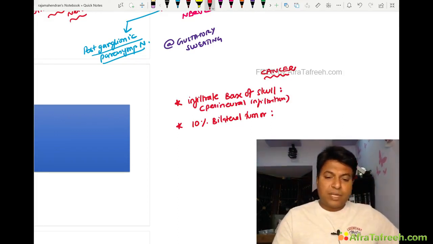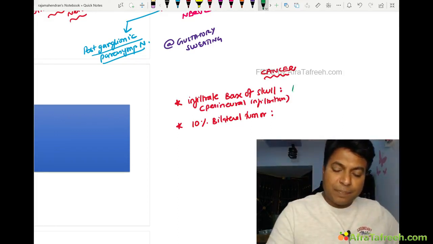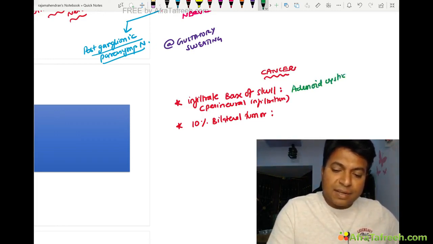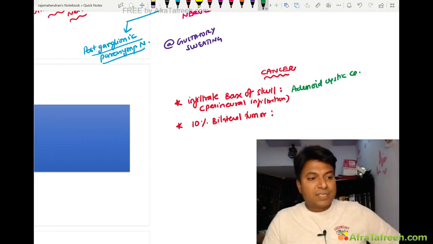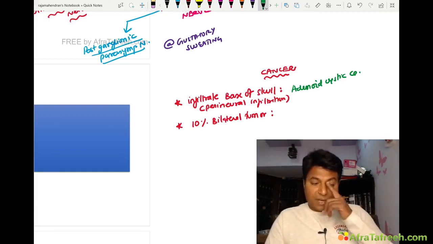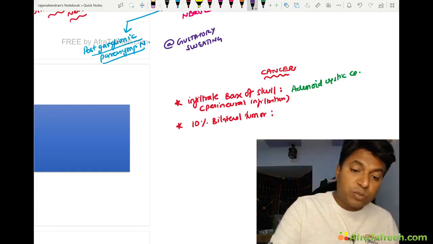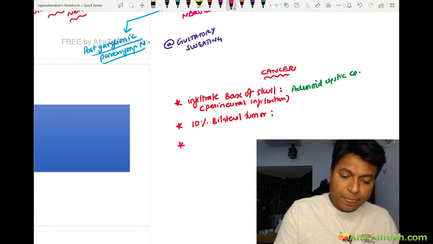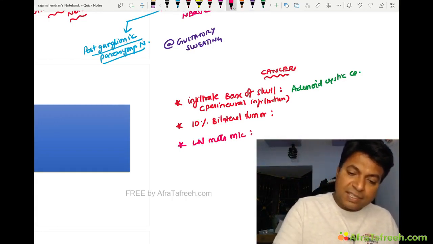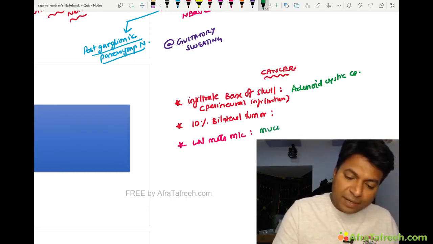Yes, very good, Azhar, but it's not adeno cancer. What do we say it as? Adenoid cystic cancer. Okay, it is adenoid cystic cancer. No, not mucoepidermoid, Rajat. Mucoepidermoid is a cancer which produces more of lymph nodes. Lymph node mets are more common in which cancer? The answer is mucoepidermoid cancer.